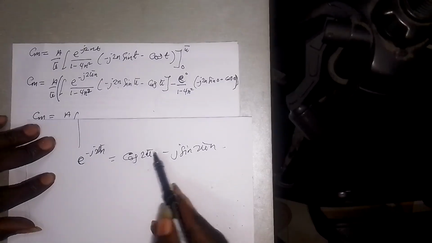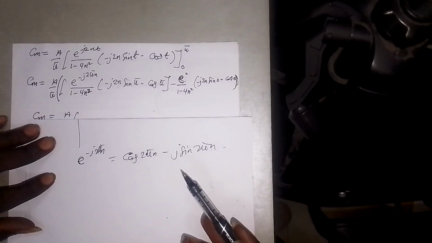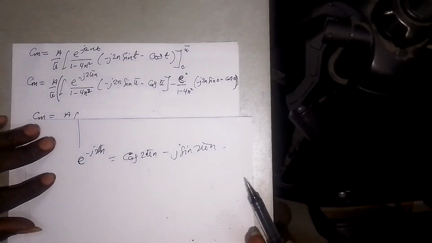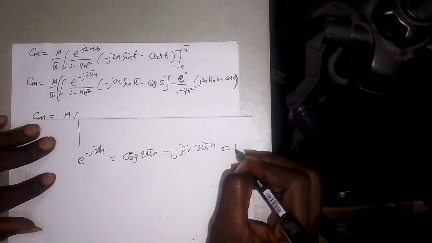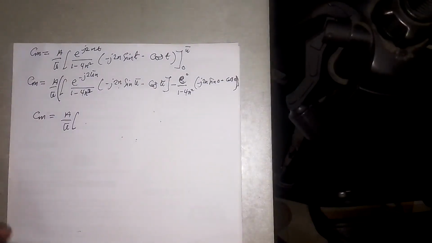And what is cos 2 pi n? Cos 2 pi n is always 1, because if n is 1, cos 2 pi is 1. If n is 2, cos 4 pi is 1. If n is 3, cos 6 pi is 1. So this one always gives us 1, like I showed you in the previous example.